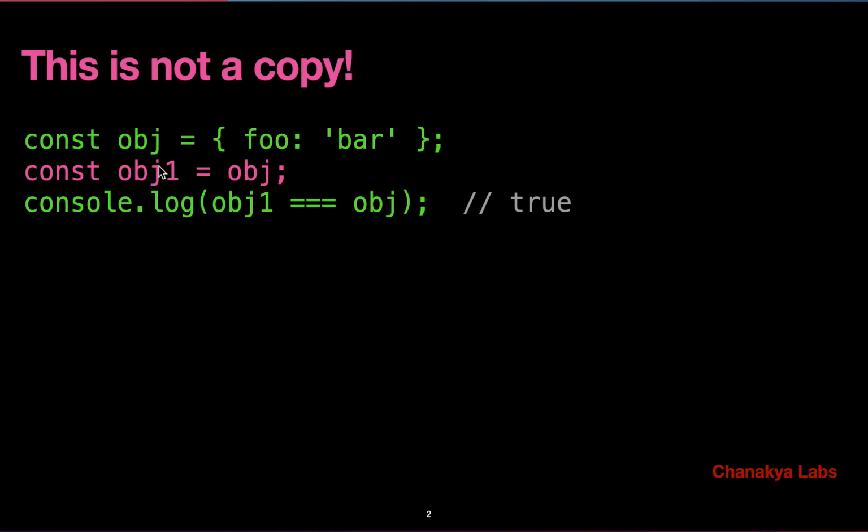Because for defining a copy, at least the base addresses should be different, as per the definition of copy. In this case, we have simply assigned obj's base address, the reference, to obj1. So essentially after this operation, obj1 is pointing to the same object and obj is also pointing to the same object. So where is the copy made? The copy is not made, right? In fact both are pointing to the same object, and that's why this is not a copy.